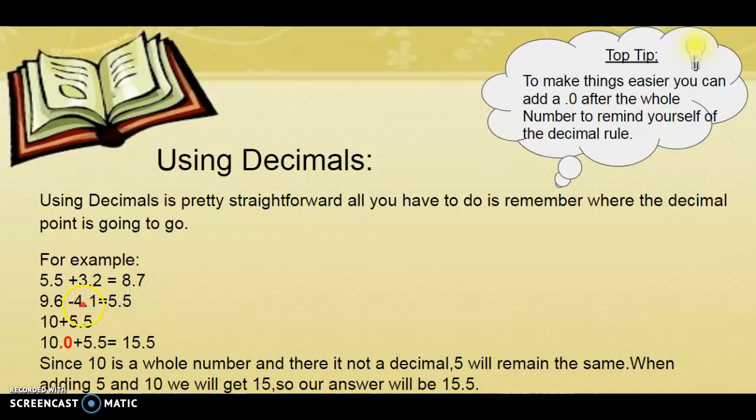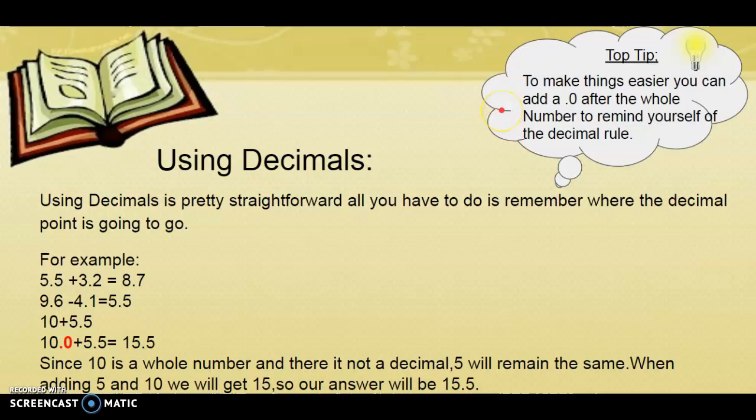Another example, 9.6 subtract 4.1. First of all, we have to work out our tenths. 6 take away 1 is 5, then our decimal point goes underneath the decimal point, then we have to take away the whole numbers, which is 9 take away 4 equals 5. So the answer is 5.5.